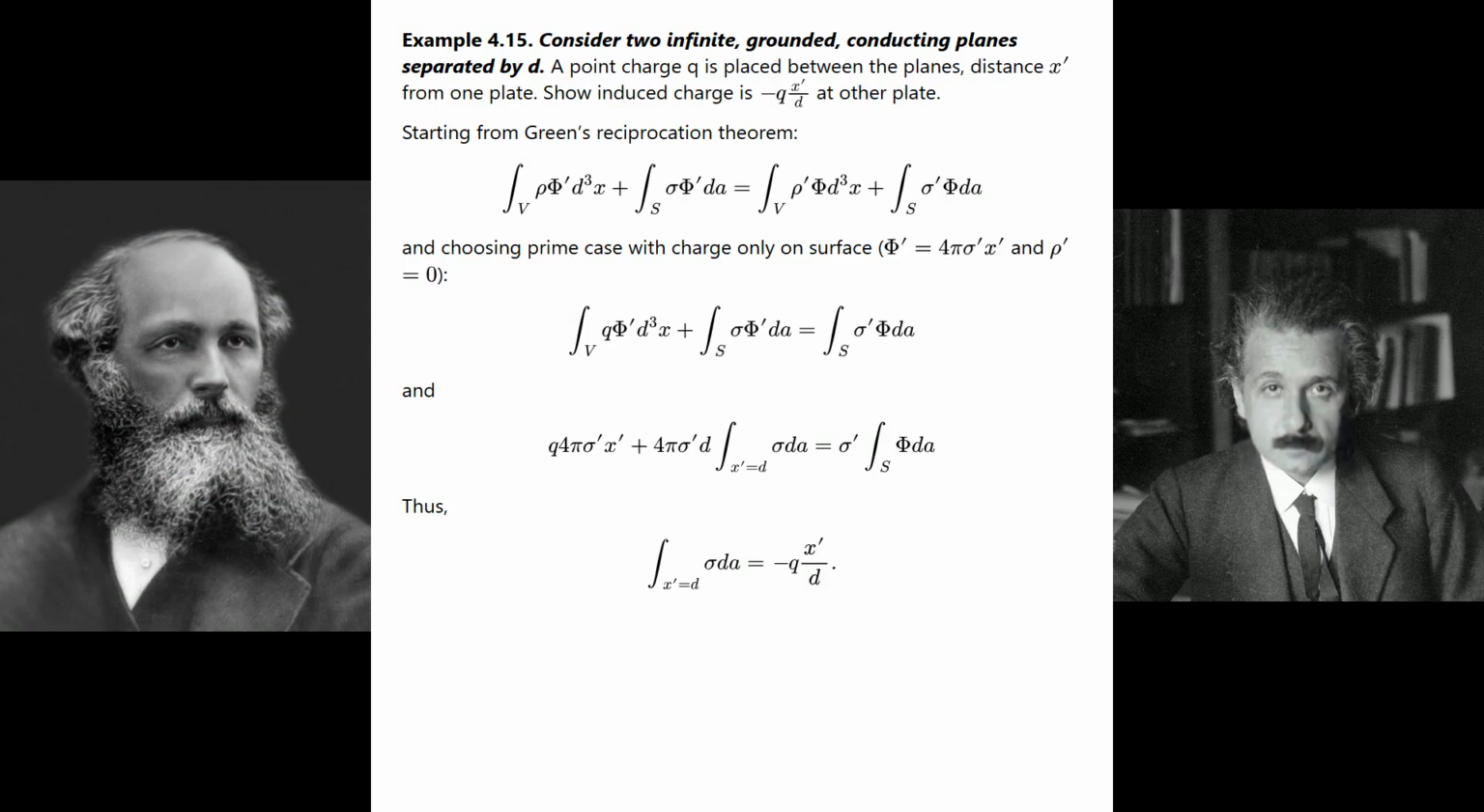Example 4.15. Consider two infinite, grounded, conducting planes separated by d. A point charge q is placed between the planes, distance x prime from one plate. Show the induced charge is negative q x prime over d at the other plate. Starting from Green's reciprocation theorem, see the next equation. And choosing the primed case with charge only on the surface, phi prime equals 4 pi sigma prime x prime and rho prime equals 0. See the equation shown. And see the next equation. Thus, see the equation shown.